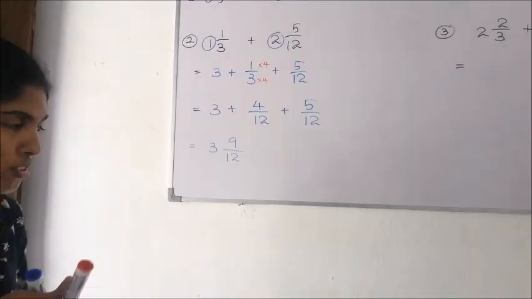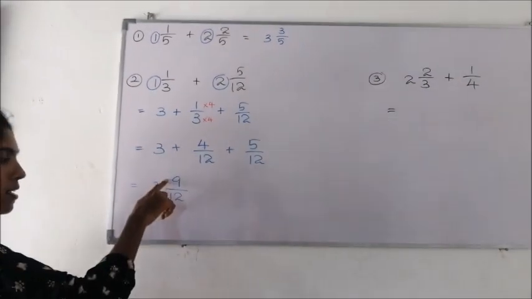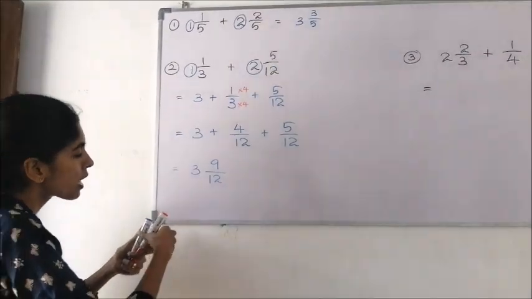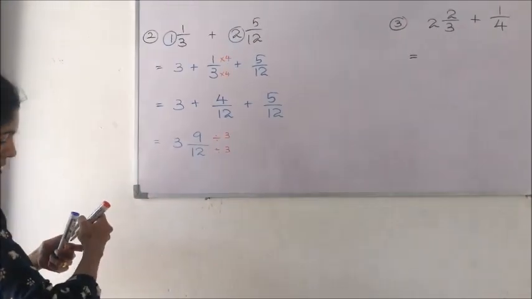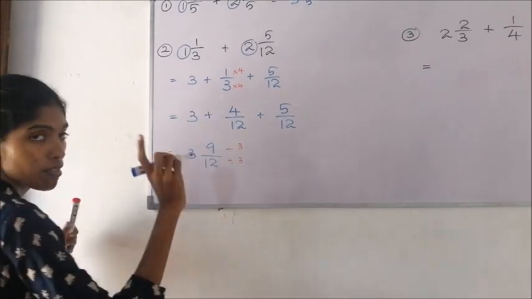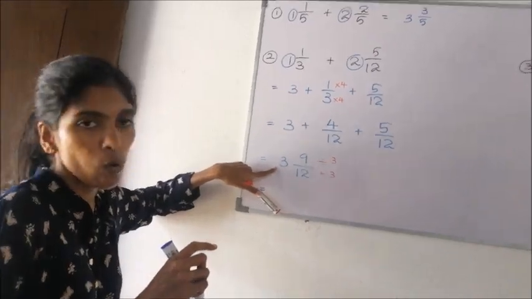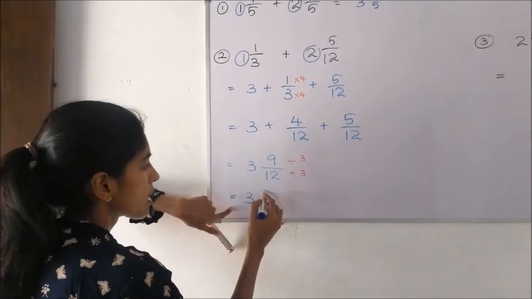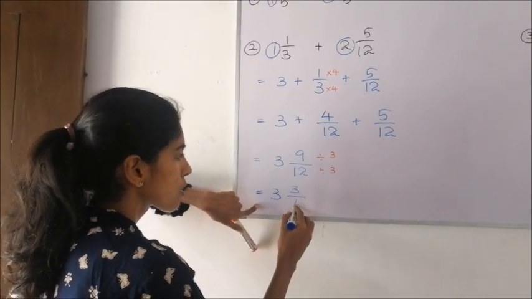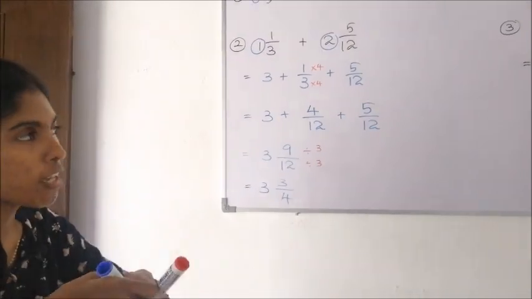Now children, we cannot stop from here because we know that 9 and 12 are both divisible by 3. So, as the final step, and remember, don't do anything to this whole number, write it as it is. When we divide 9 by 3, 3 is coming, and 12 by 3, 4 is coming. This is our final answer.